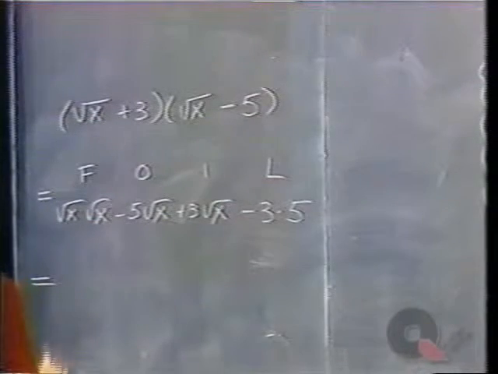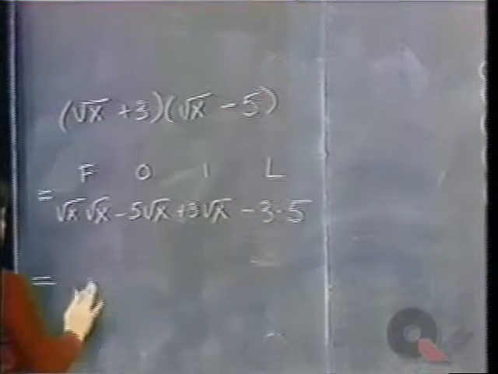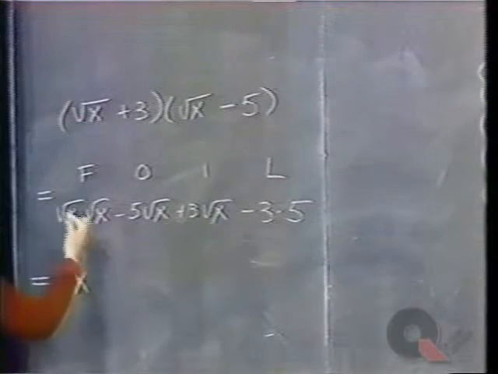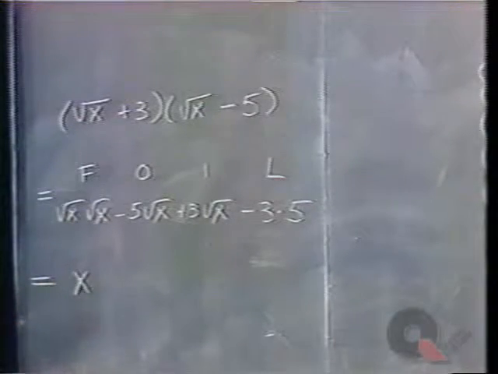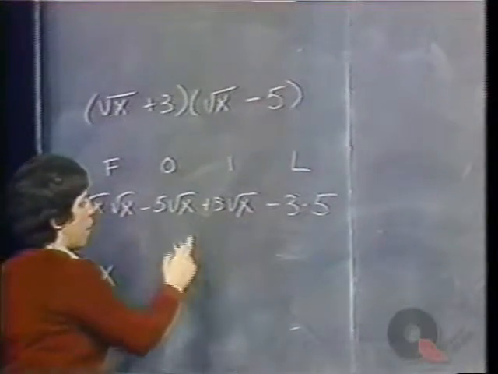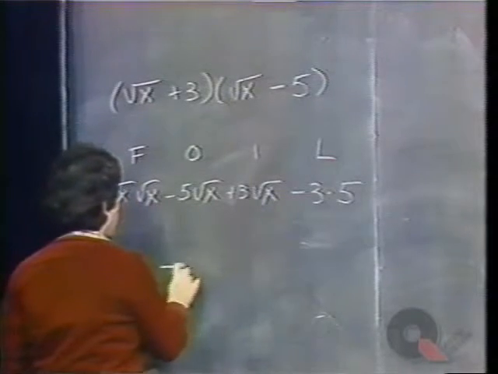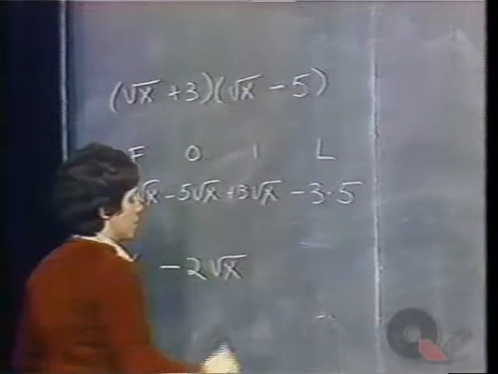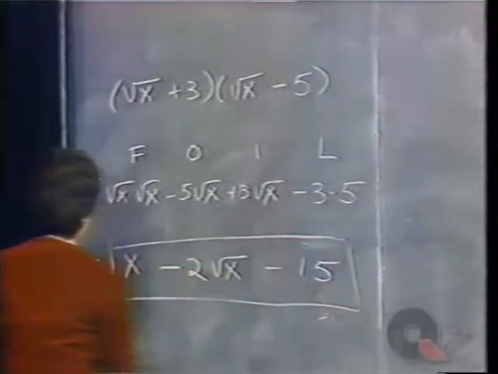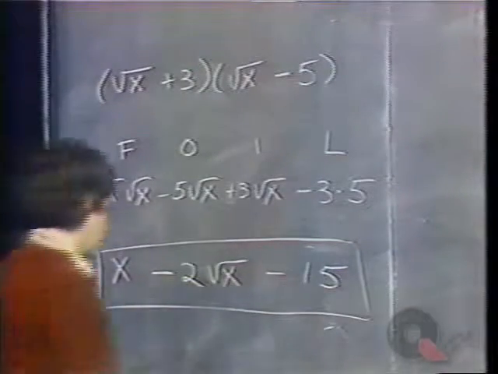Okay? The square root of x times the square root of x, we're assuming here that x is positive, is just x. Just like the square root of 5 times the square root of 5 was 5, the square root of x times the square root of x is x. The two middle terms are like terms we can combine. Minus 5 the square root of x plus 3 the square root of x. Minus 5 plus 3, that's minus 2, the square root of x, minus 15. Giving us a final answer of x minus 2 the square root of x, minus 15.